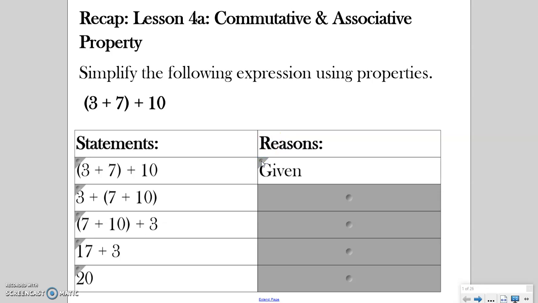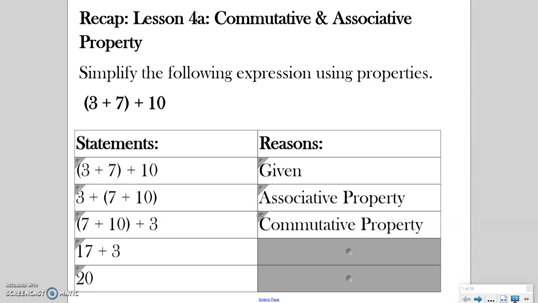Now the second step, we notice that the 7 and the 10 is grouped together rather than the 3 and the 7. So when you're dealing with grouping, it's the associative property. Next step, you see that the 7 and 10 are together, but instead of being second, they're the first in the line. So we switched with the 3. So switching, the property that deals with switching, is commutative.